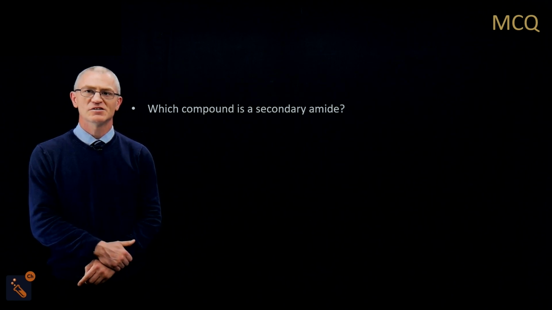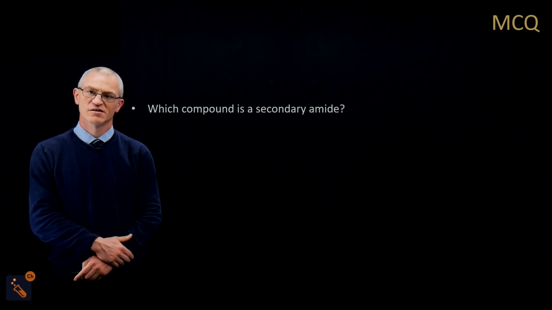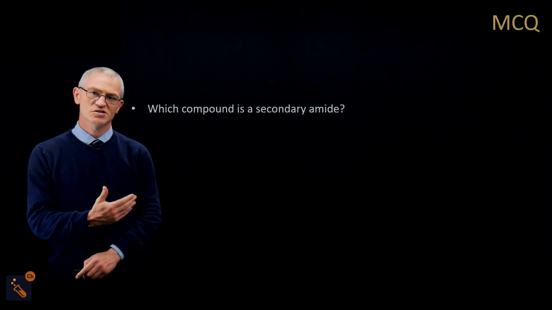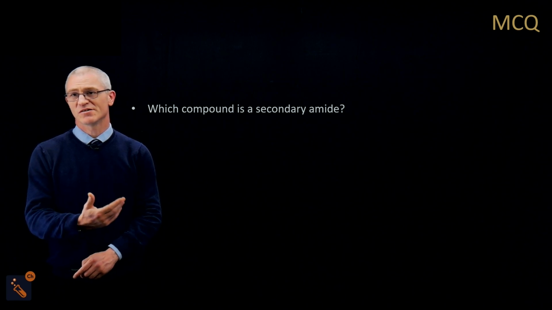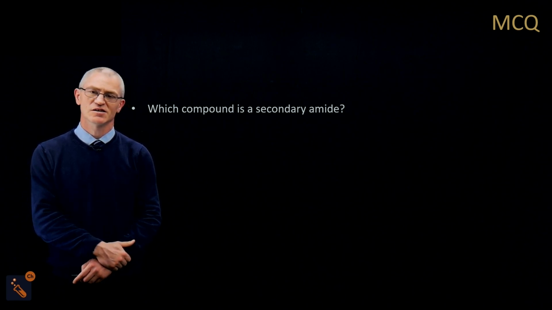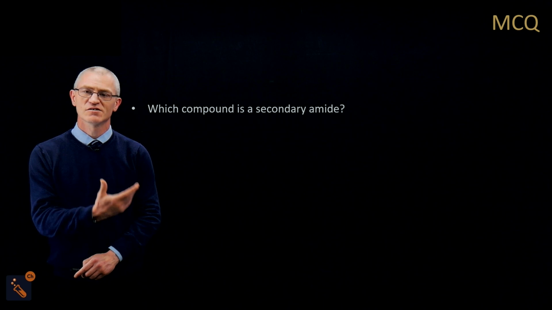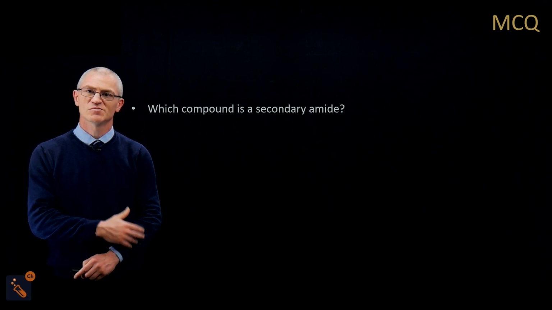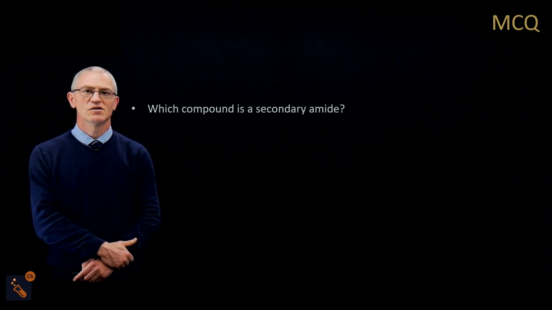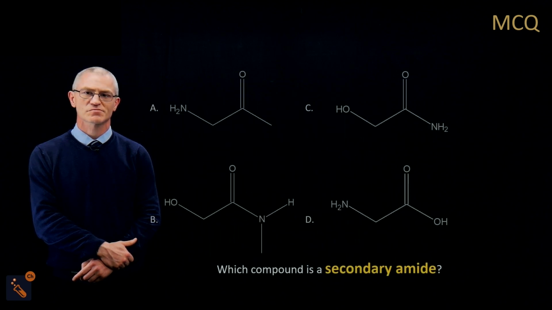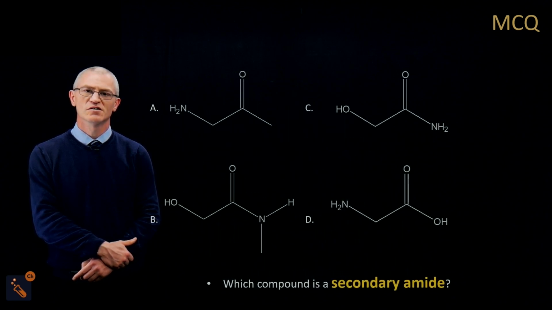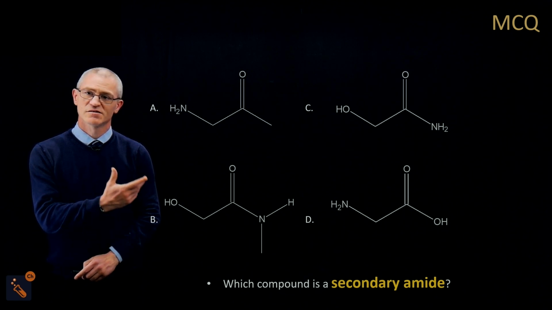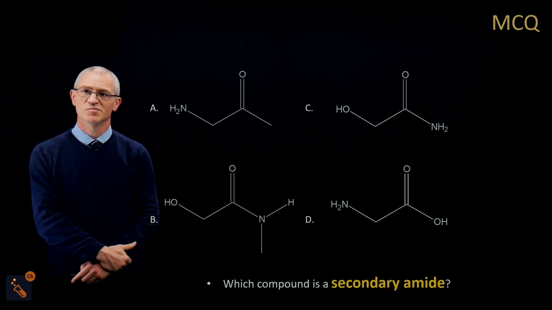Now, let's do the final MCQ question of this video. Which compound is a secondary amide? So we talked about acyl chlorides, and we talked about how to create secondary amides. So let's have a look. This is, again, a common question. Have seen it many times before, so a good one to practice. So here are your four compounds, and all you have to do is decide which one is a secondary amide. Which one do you think is a secondary amide?